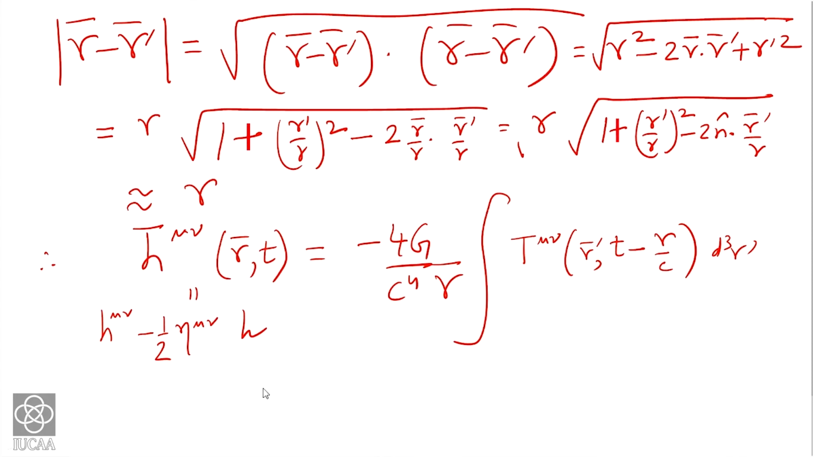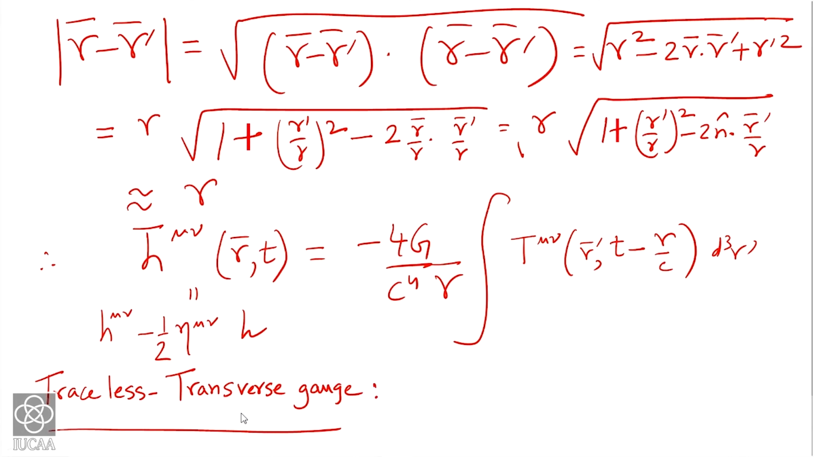Now, the question, remember, we have chosen a coordinate system such that only 2 independent degrees of freedom are left. So, therefore, our coordinate system allows us to choose the traceless transverse gauge. We have already shown that only 2 degrees of freedom of h mu nu survive.